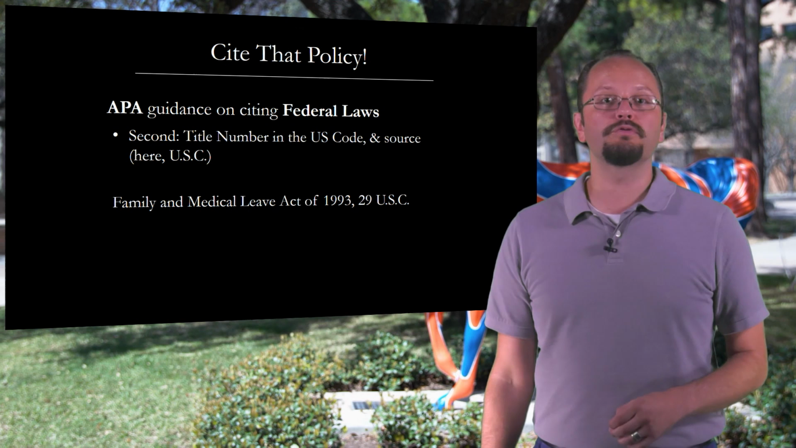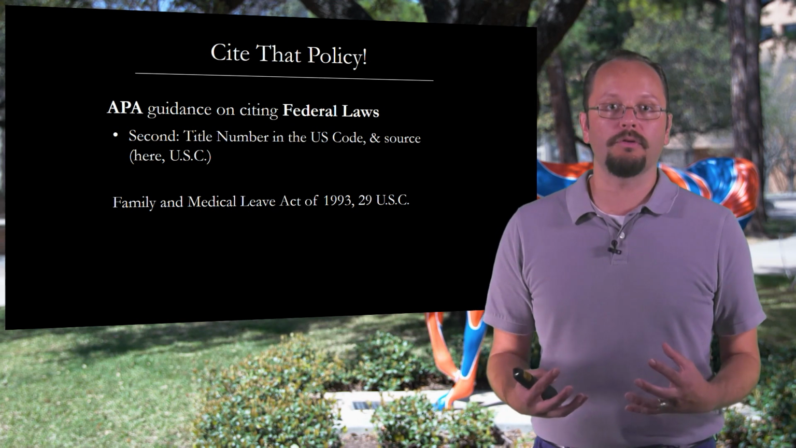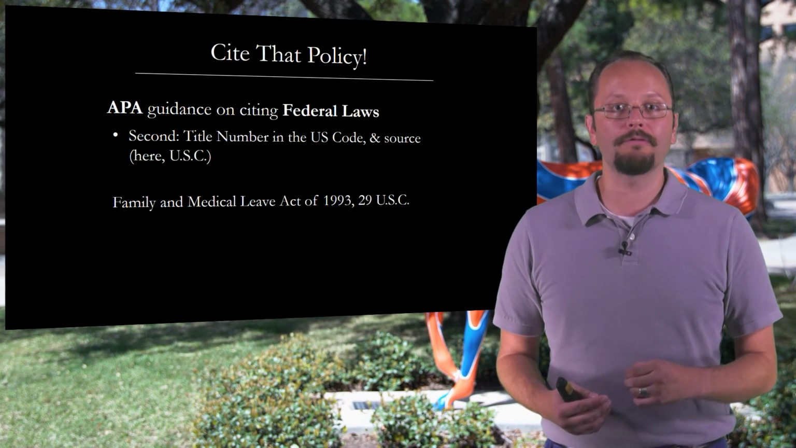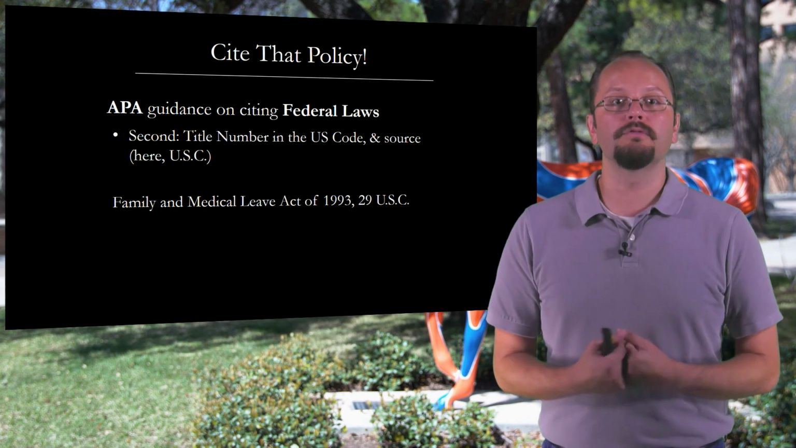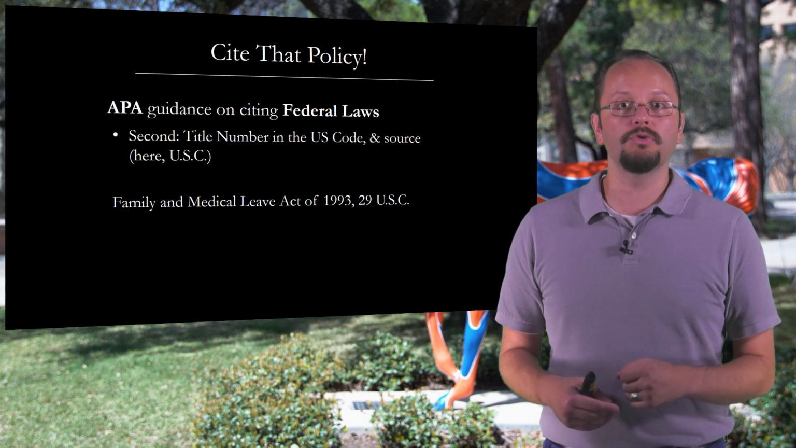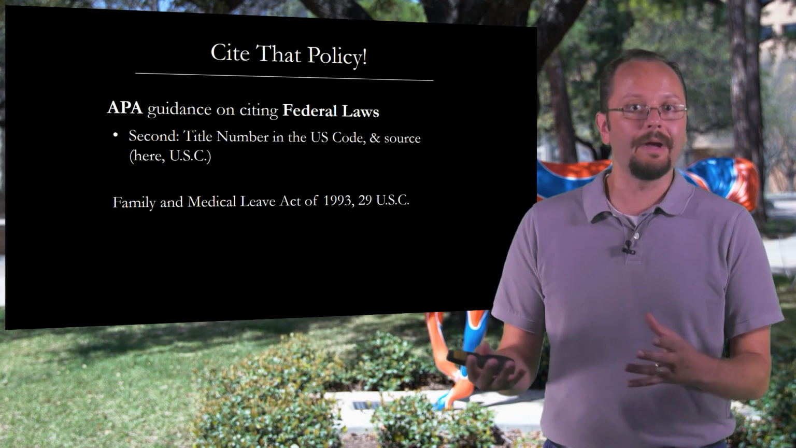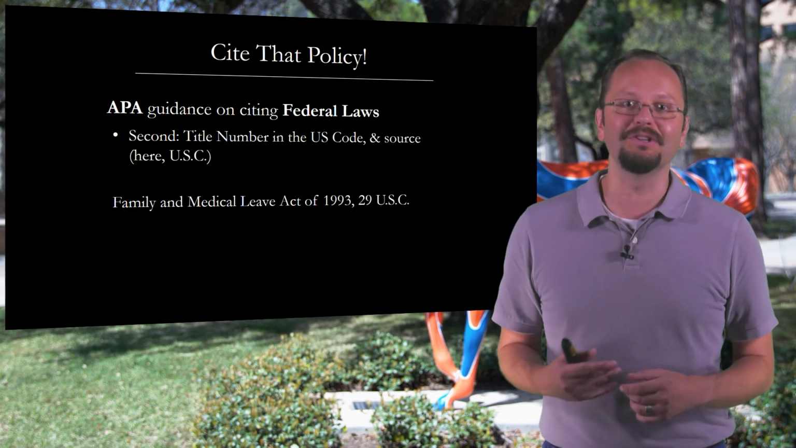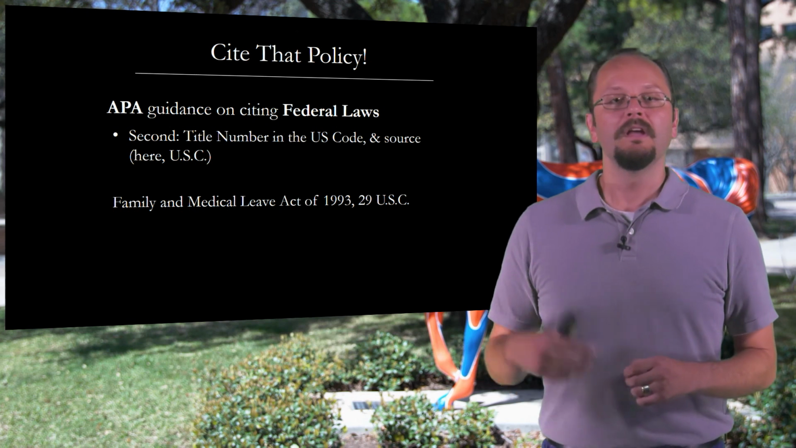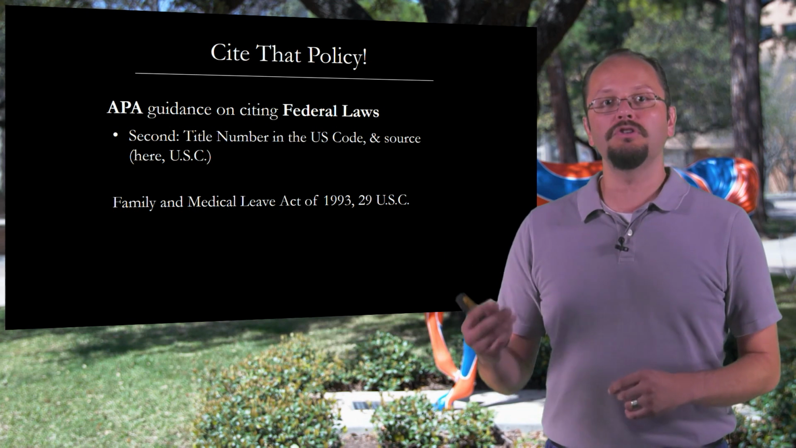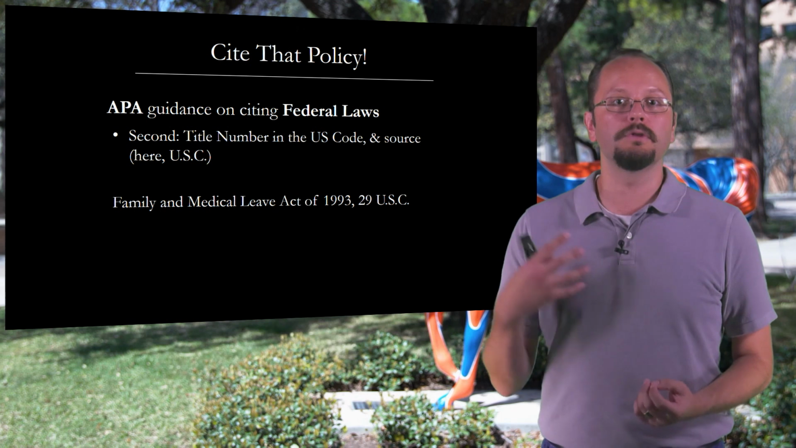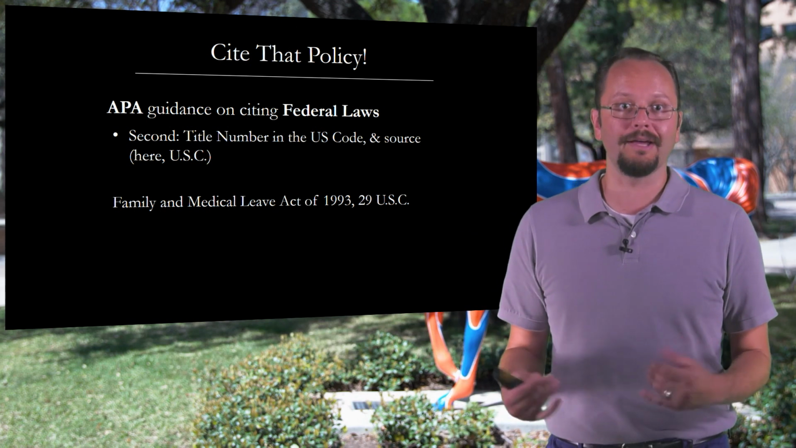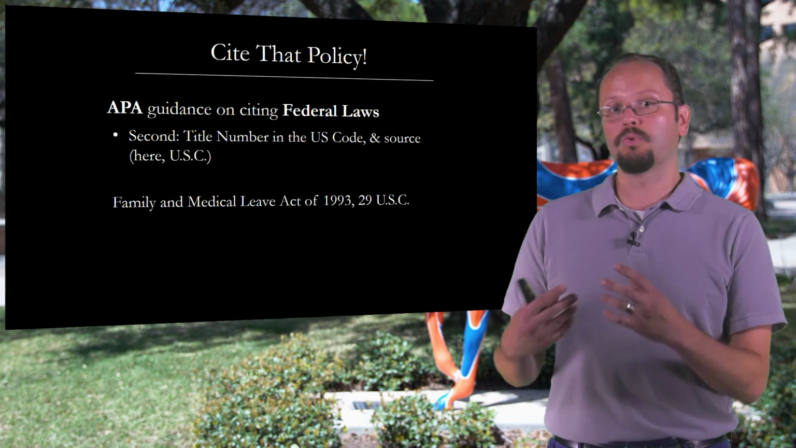Once you've used that kind of information to locate where the law is in the U.S. Code, the second piece of information that will go in the reference list is the title number of the U.S. Code, an abbreviation that shows what source you're drawing upon. Here that's USC because we're referring to the U.S. Code. So in your citation you will have Family and Medical Leave Act of 1993, comma, 29, because that's the title number, and USC because this is a federal law and you've located it in the U.S. Code. So now we have several of our elements of the reference entry in place. Family and Medical Leave Act of 1993, 29 USC.